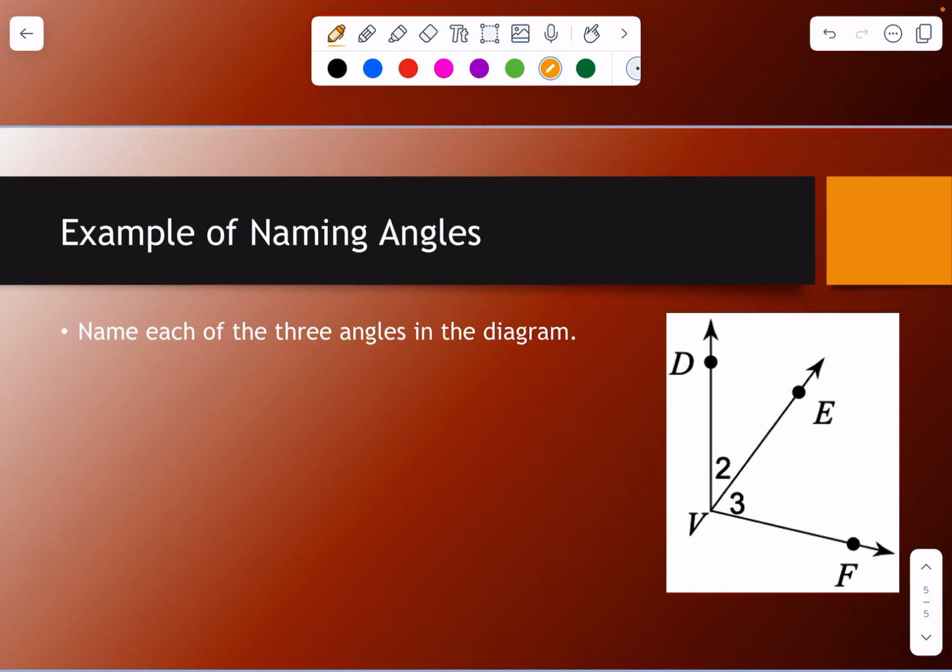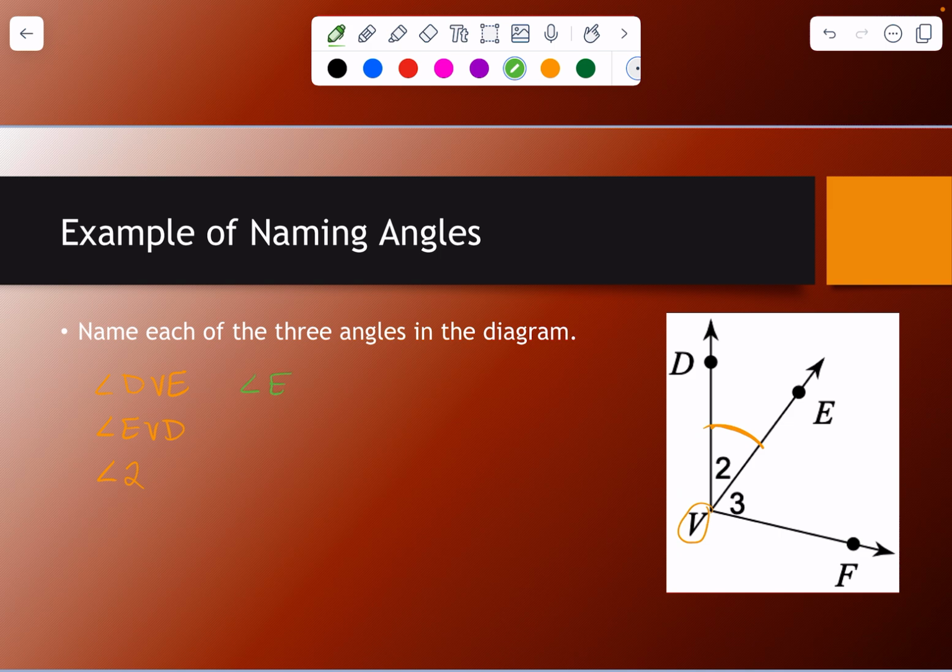Now, when we look at this, we have 3 different angles in this picture. Let's go through and name each and every one. So the first one that I have is angle DVE. Now, angle DVE is this part of the angle here. Now, if I decided, I could also name that EVD, and I could name it angle 2. Those are all 3 the same angle. I could not use angle V because angle V, even though it's the vertex of the angle, actually could represent 3 completely different angles.